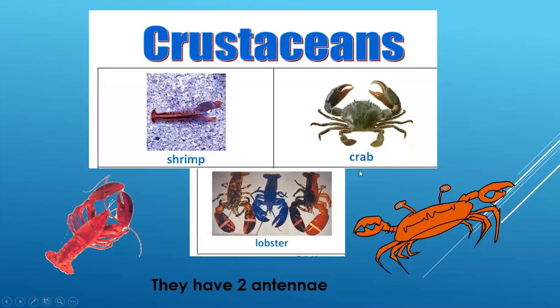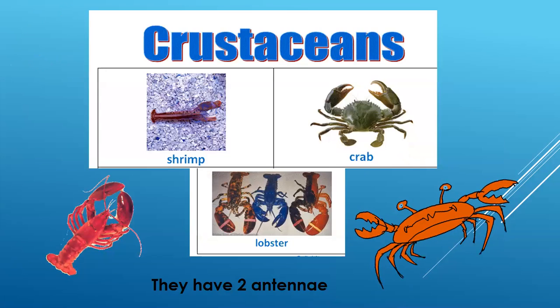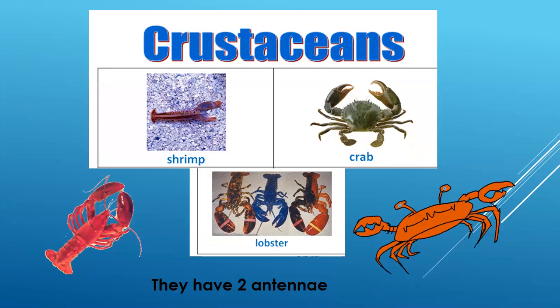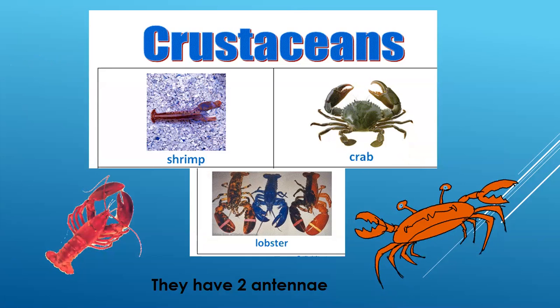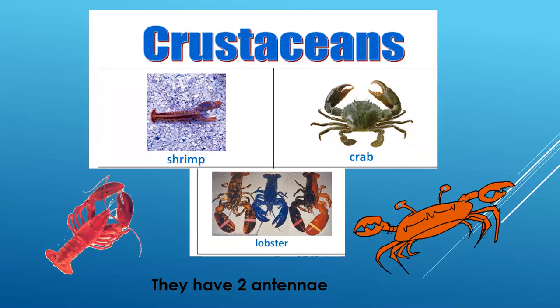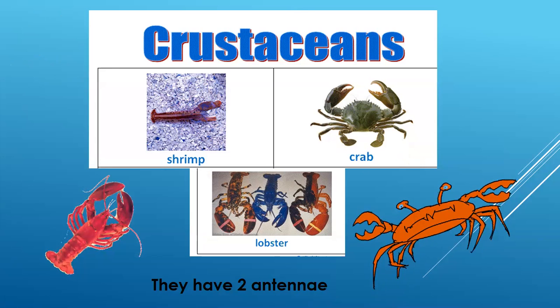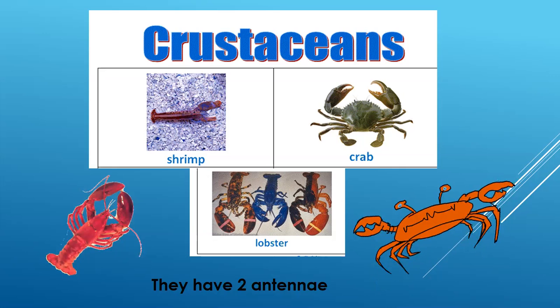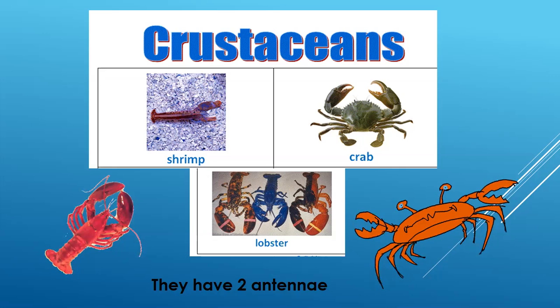Now, the next is crustaceans. When you see crustaceans, they have antennae. 2 antennae are there for all the crustaceans, whether it is shrimps, crabs, or lobsters. So all these arthropods have antennae.